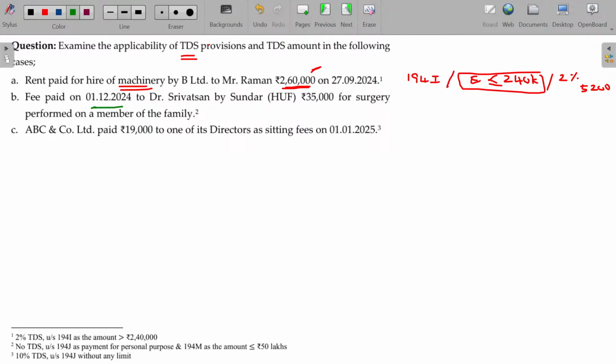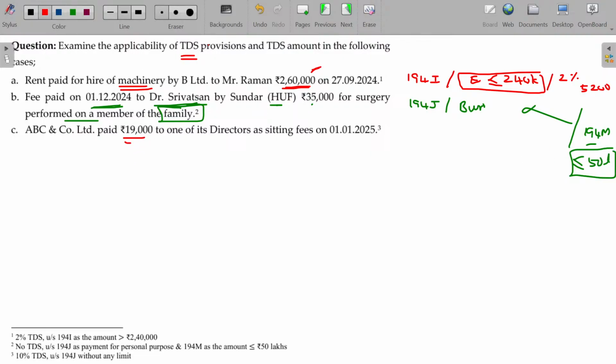Fee paid on this date to Dr. Stevachan by Sundar Huff, 35,000 for surgery performed on the member. So professional charges 194J is applicable only for the business purpose. So what about family member surgery, personal purpose. So 194J will not be applicable here. If you escape, then you can cross verify 194M, but in that case, the value less than or equal to 50 lakhs is not considered for the taxability.